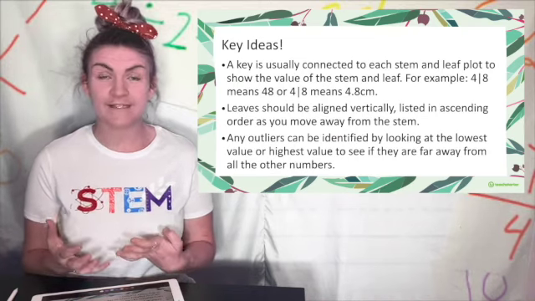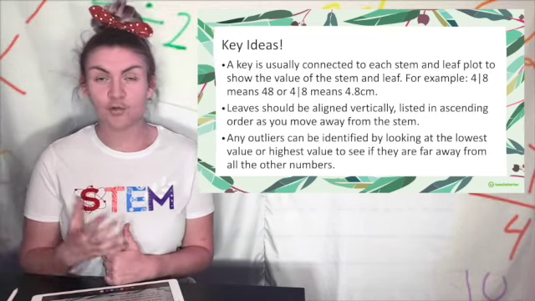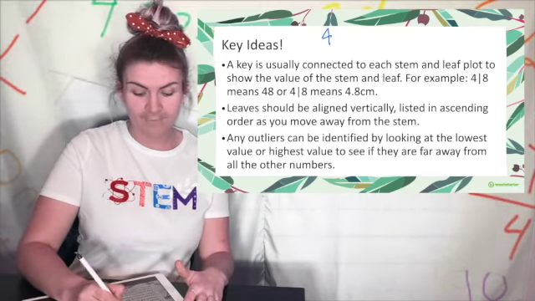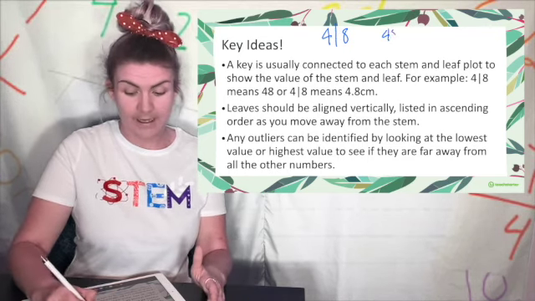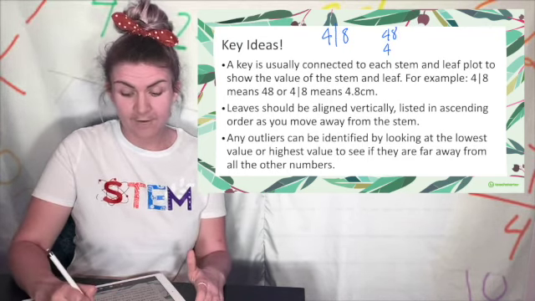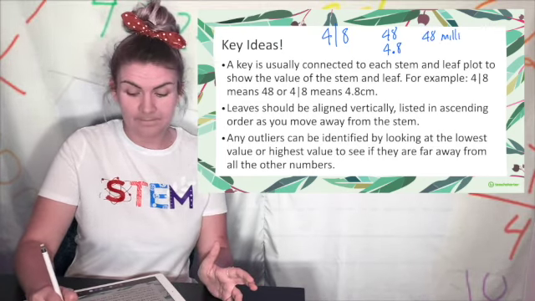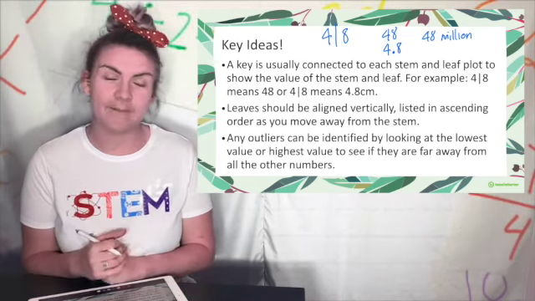When we create a stem and leaf, it is also important to create a key so we can let people know what the stem and the leaves represent. For example, if I had a 4 in the stem and an 8 in the leaves, this could represent 48, it could represent 4.8, or it could represent 48 million. Using a key will help to show what my numbers are representing.